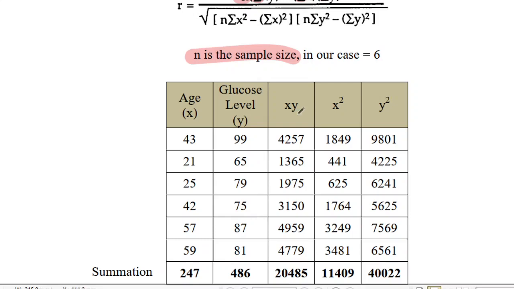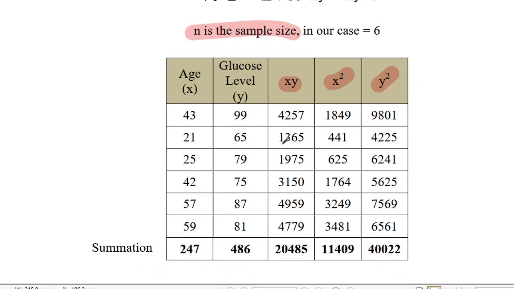Then calculate xy term, x square term, y square term. So xy means product of these two values, 43 into 99, that equal to 4257. 21 into 65, that equal to 1365. Similarly, 59 into 81 equal to 4779.